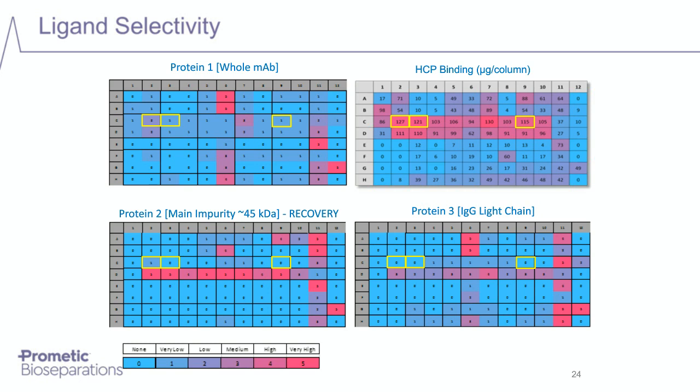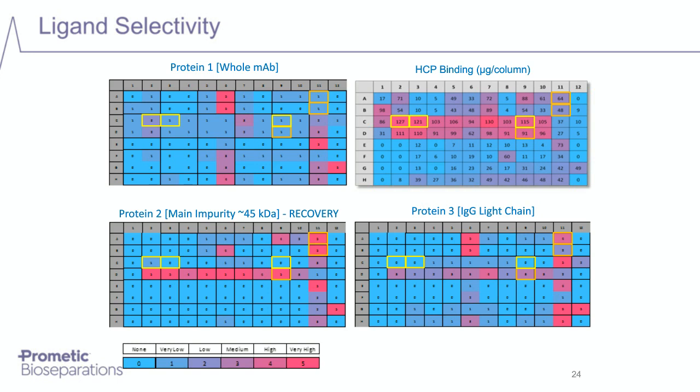Also, if we now look at the ones I've highlighted in orange, these are ones that also don't bind whole antibody very well. They have maybe a small amount of binding for HCP, but not much. But what they do have is very good binding of the 45 kilodalton impurity and the light chain. So if we wanted a resin that was going to remove antibody-related impurities, then those ligands highlighted in orange would be a good choice for that application.